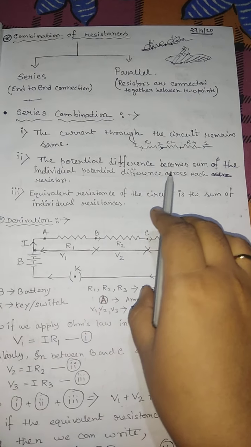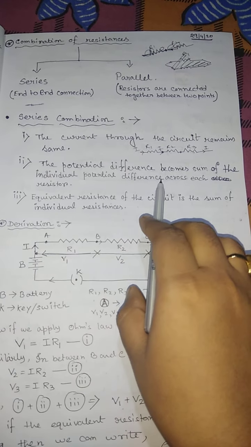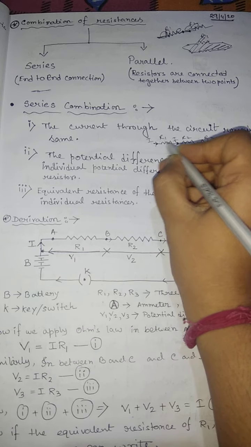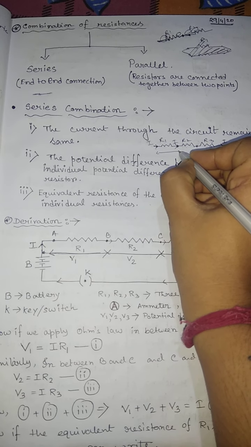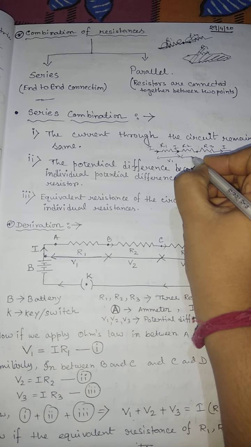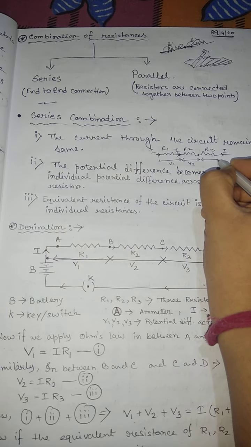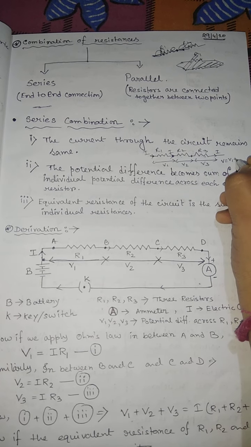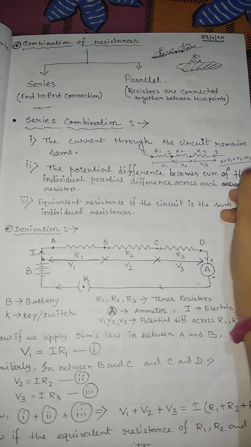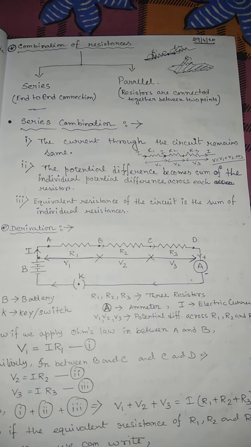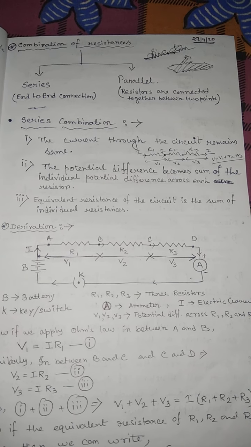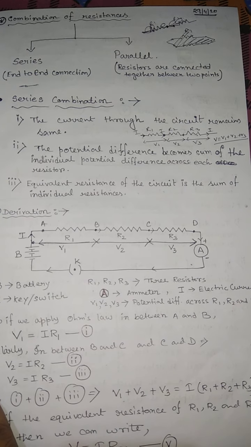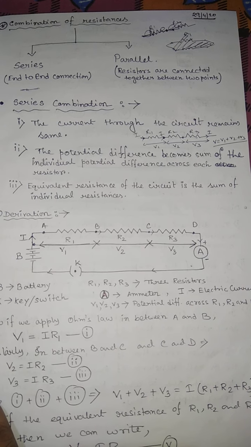Second point: the total potential difference is the sum of the individual potential differences across each resistor. That means between the two points of the first resistance, the potential difference is V1, between these two points is V2, and between these two points is V3. So total potential difference V equals V1 plus V2 plus V3. In series combination, current is constant, but the potential difference is the sum of the individual potential differences across each resistor. And third, the equivalent resistance of the circuit is the sum of the individual resistances.